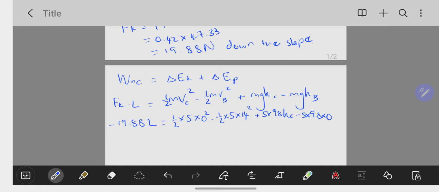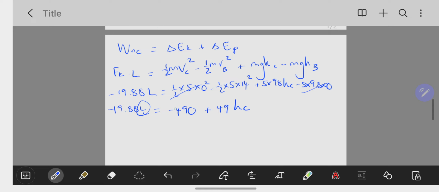Okay, so now we can rewrite this to make it a little cleaner. So that goes to 0 and that goes to 0. So we only have negative 490. That gives us 490 right there. And then 5 times 9.8 gives us 49 HC. Now, you see I have two unknowns here.